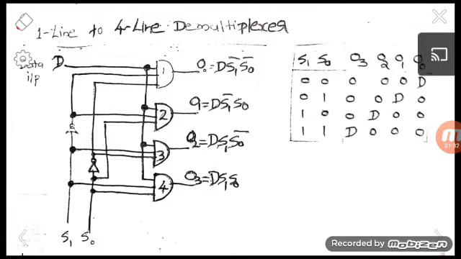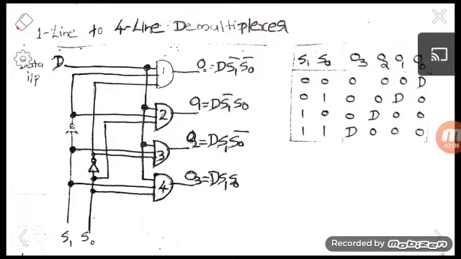As an example of a demultiplexer, there is a 1 line to 4 line demultiplexer. Only one input will be there, which we are treating as D. D is our input, and 4 output lines will be there. So we need select inputs for directing this input to the 4 output lines. And how is it possible here? Suppose our select inputs are 0 and 0.